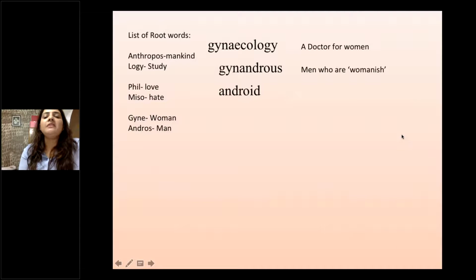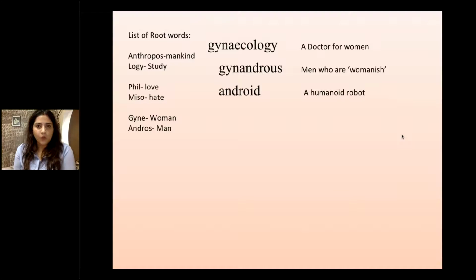Let's see this now. Android. Whenever a word is suffixed with OID, it means like something. Andro, I know, andros is man, and OID is like something. So tell me, what's Android? You all know Android is a software as well, a green colored small software. But Android is nothing but a robo.